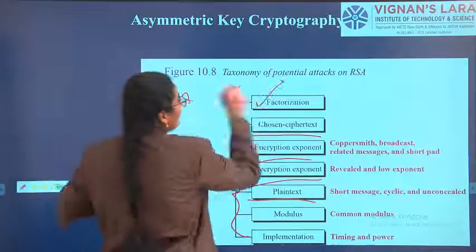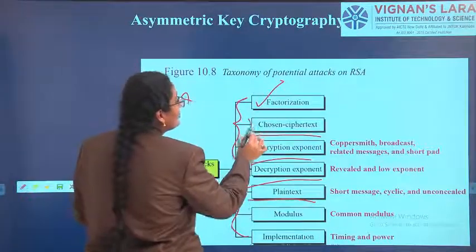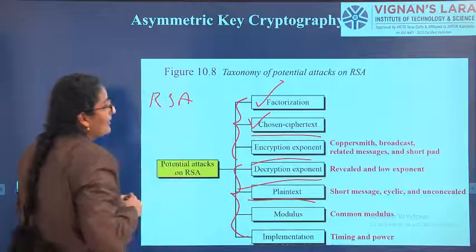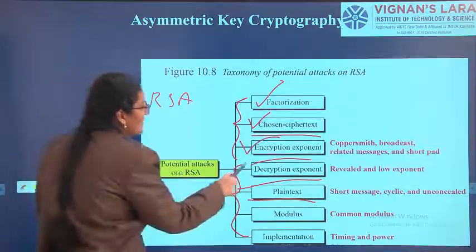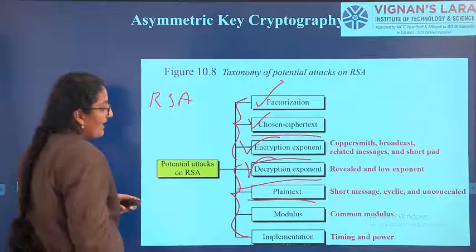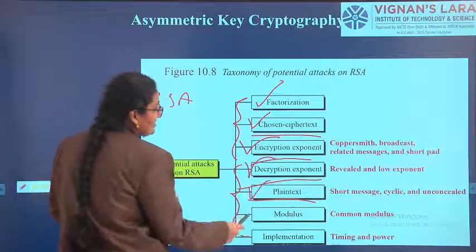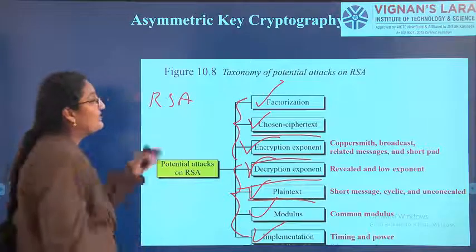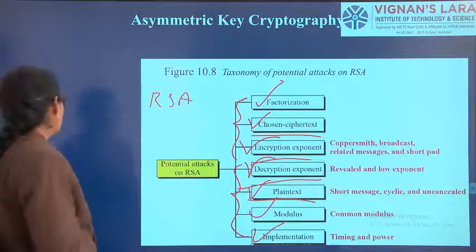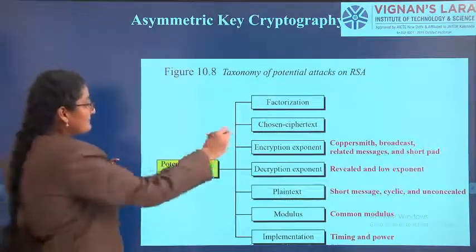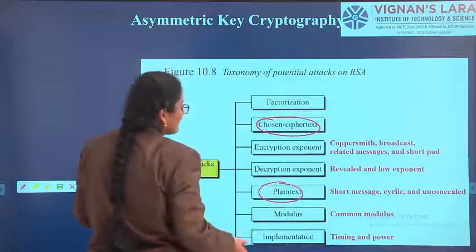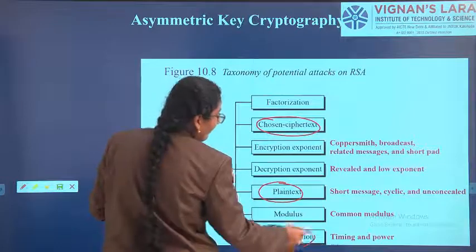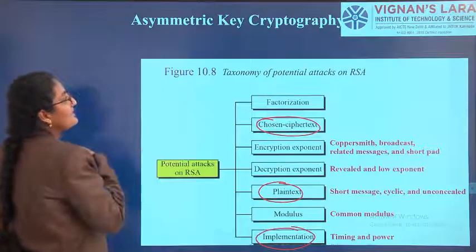So factorization can happen on RSA, chosen ciphertext attack can happen on RSA, encryption exponent and decryption exponent attacks can happen on RSA, chosen plaintext, modulus, implementation, all these attacks can happen on RSA. We'll see what is chosen ciphertext, what is chosen plaintext, and what problems we get while implementing RSA in the next class.